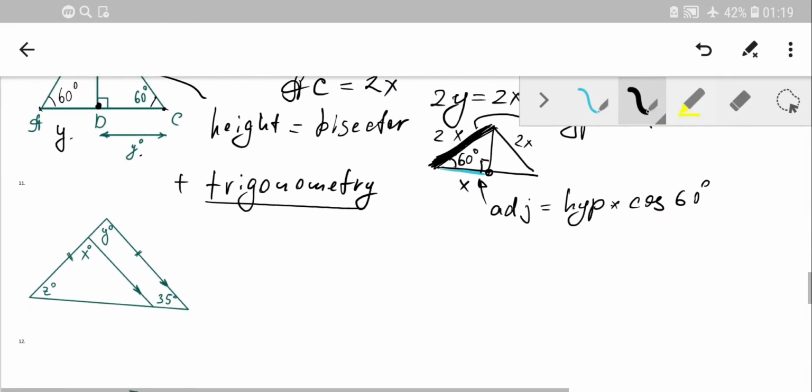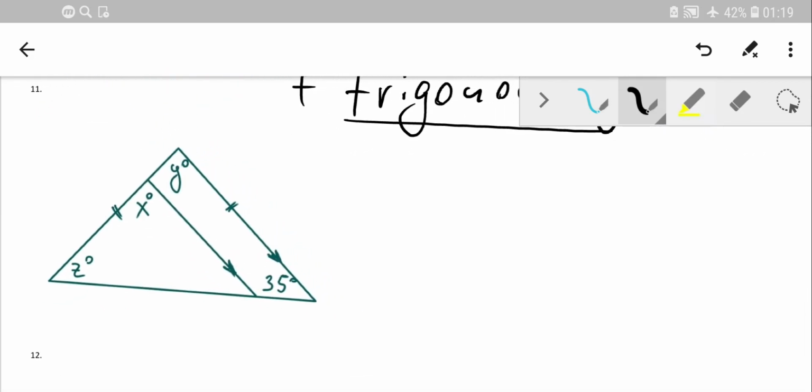All right, next one, 11. We have angle z, x and y, and we also have 35 degrees. It looks like 35 degrees here, two parallel lines, right, and corresponding angles. So we have the triangle being isosceles. It looks like z is also 35 because of the two angles at the base. So we found z. We can figure out x.